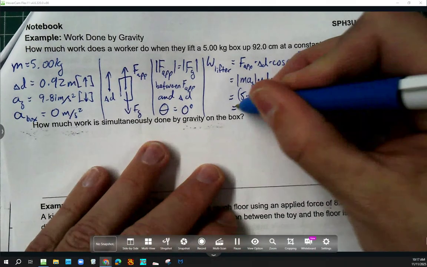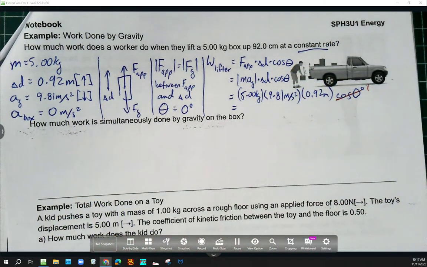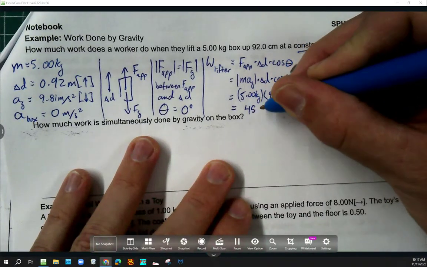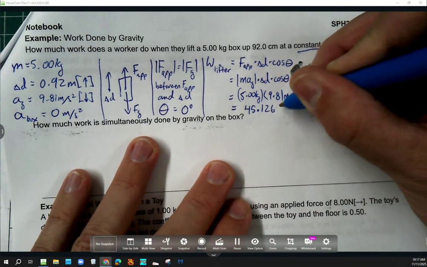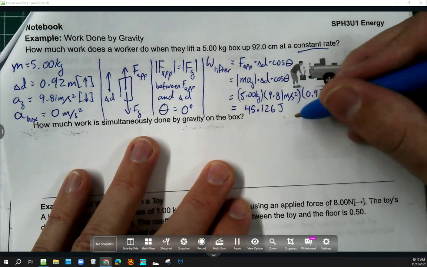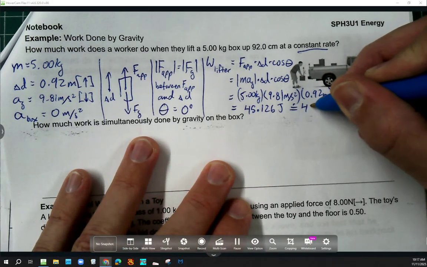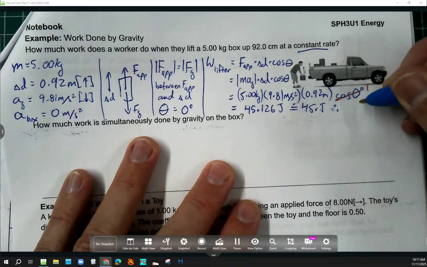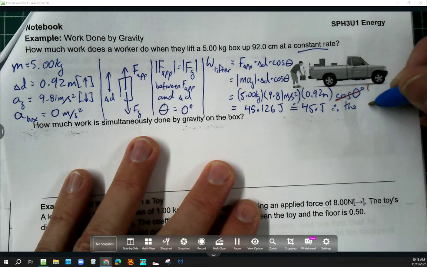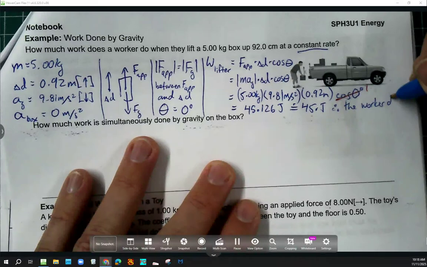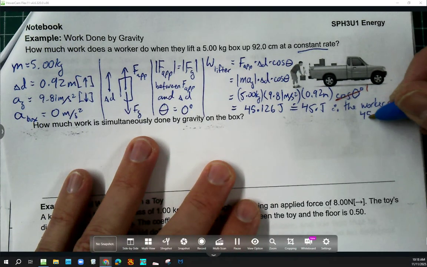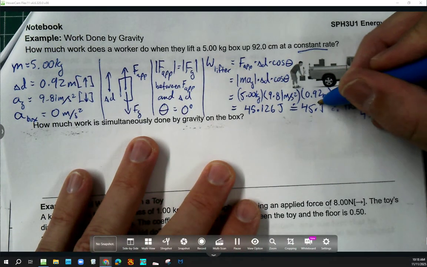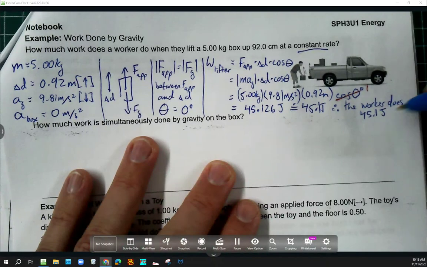Somebody with a calculator, what do we get? What's the work done by this lifter? Yeah. 45.126 joules. Nice. 45.126 joules. And if I was looking at sig figs, it's 3 sig figs, so approximately 45.1 joules. And we could write a little therefore statement for ourselves. Therefore, the worker does 45.1 joules of work.